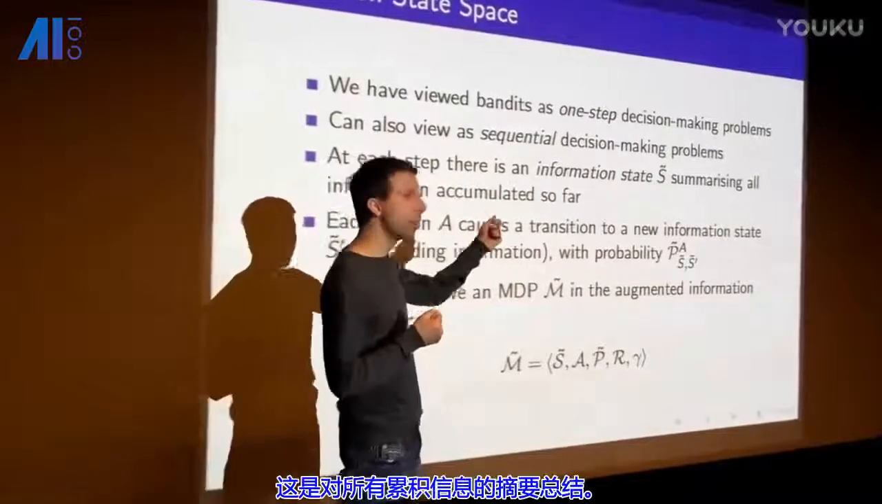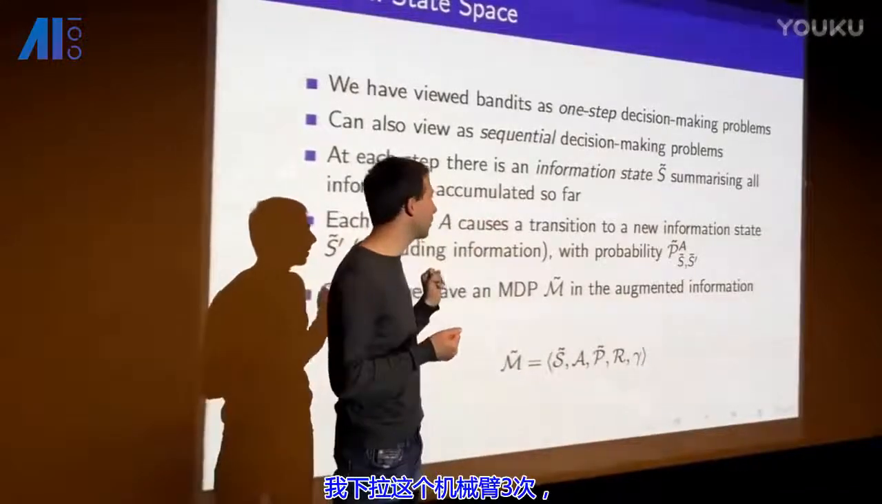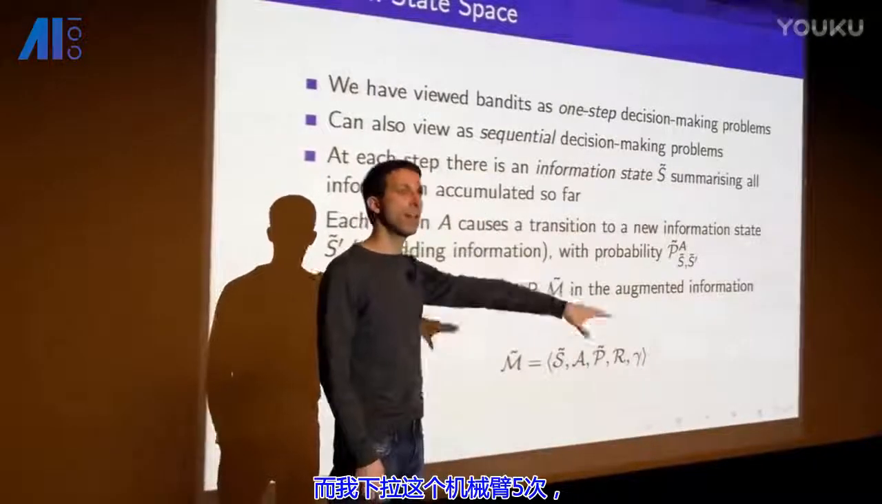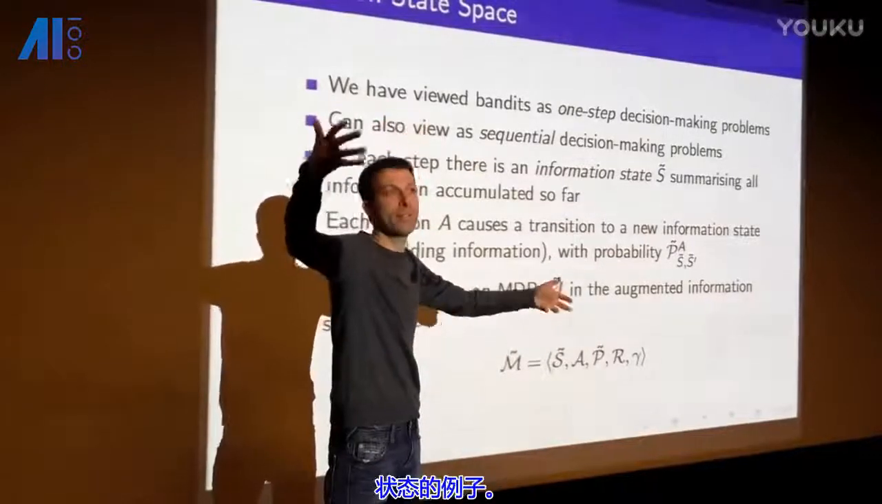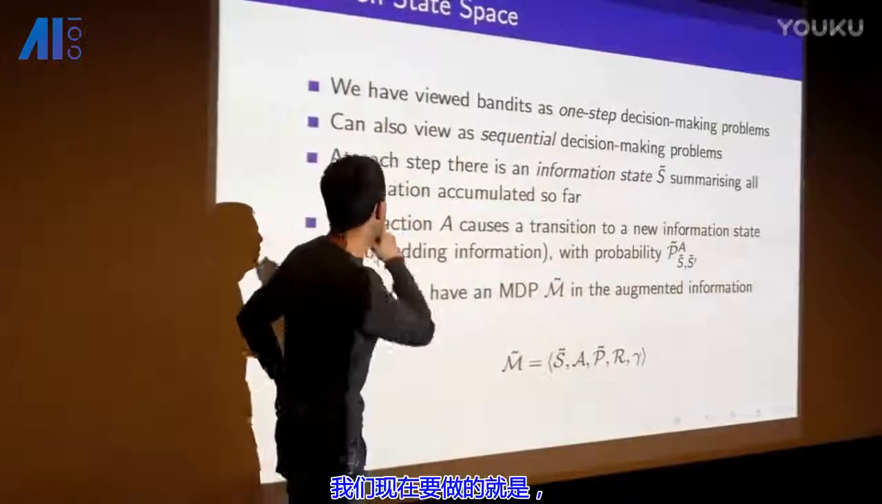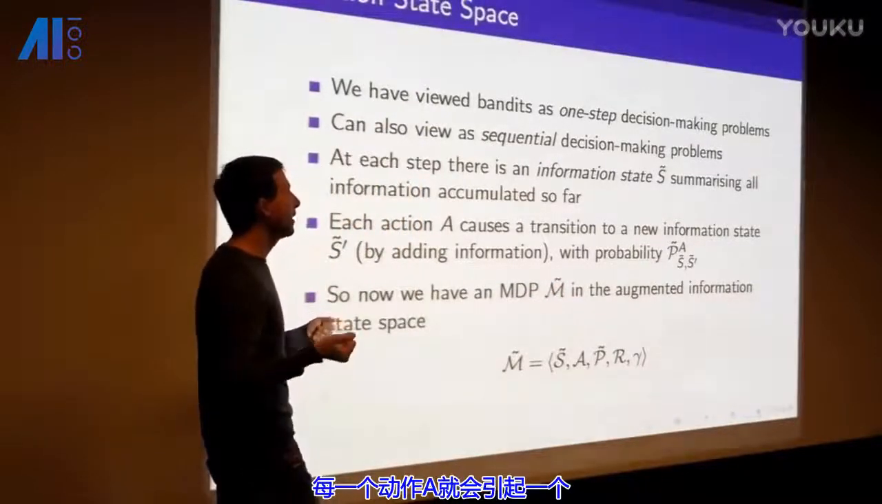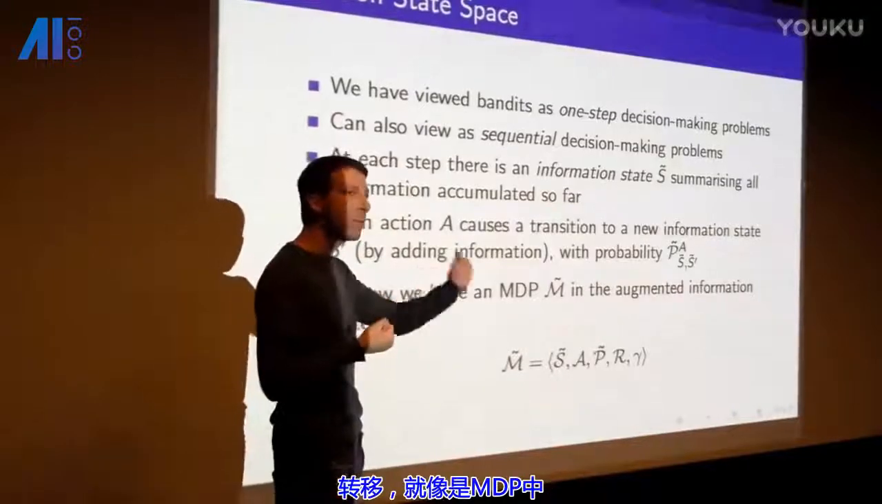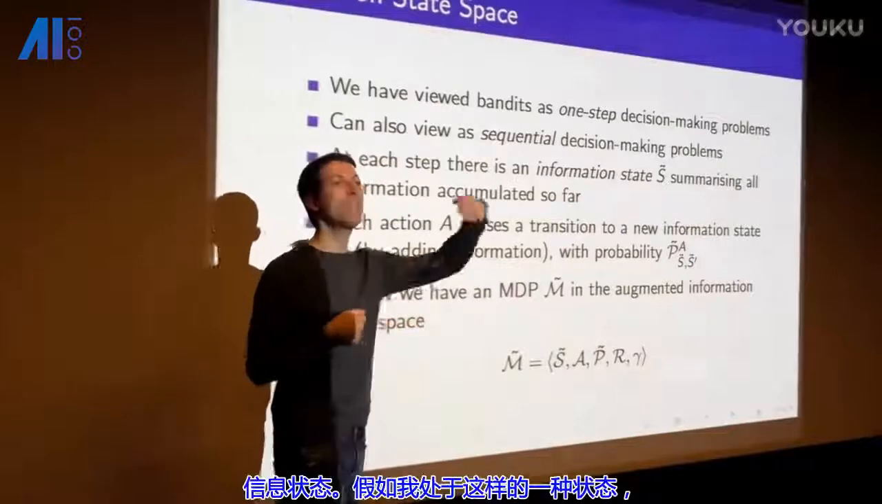This is a summary of all the information we've accumulated so far. So this summary we can think of as, I've pulled this lever three times and this lever five times. That would be an example of an information state. And now, each time we actually take an action, it's going to transition us, like an MDP with a transition probability that transitions us into some new information state.